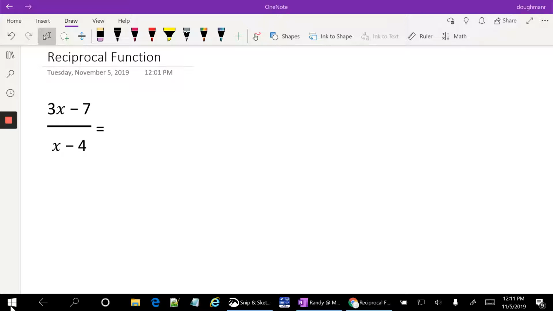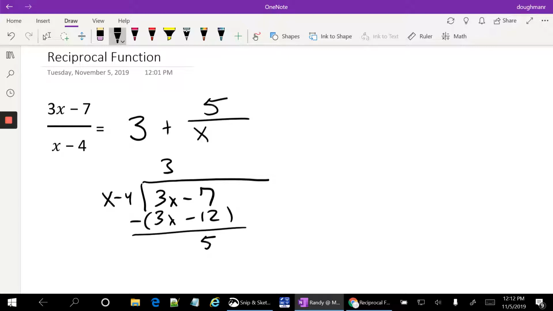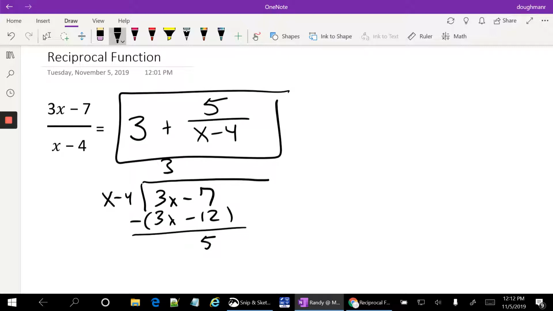So if I wanted to do long division on this problem, I can do x minus 4 into 3x minus 7, and it looks like that's just going to be 3 times, so that's 3x minus 12, and subtract. That gives me 7 minus a negative 12, which is a positive 5. So what do I do with the 3 and the 5? Well, the answer is going to be 3 plus the remainder 5 over what I originally tried to divide. So we'll just keep that in mind as we move on.